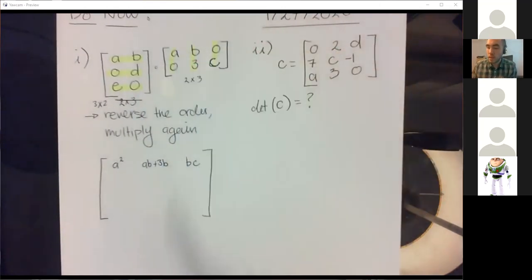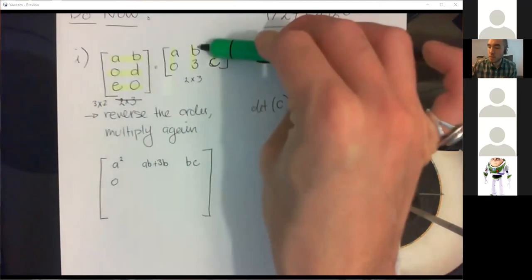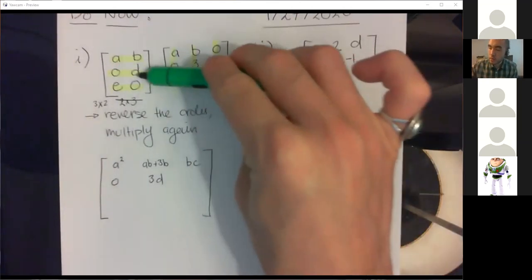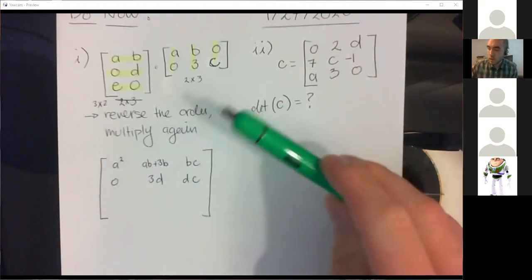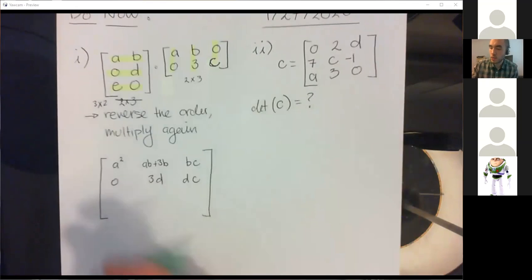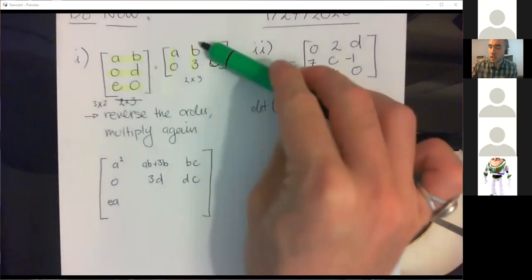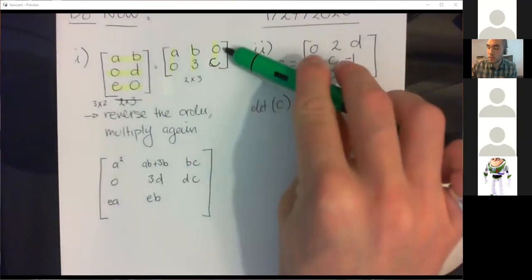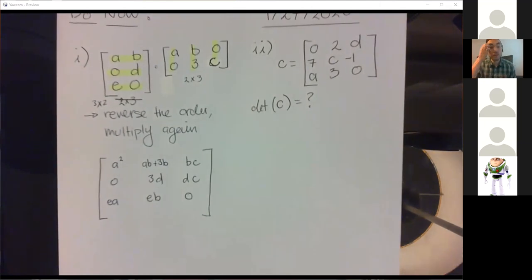So row by column. That one's just 0 because it's going to be 0 times A plus D times 0. Middle entry here, it's going to be 0 times B plus D times 3, so 3D. 0 times 0 plus D times C, which is DC. And then final entry, it's going to be E times A, which is EA, plus 0. E times B plus 3 times 0, EB. And then E times 0 plus 0 times C, which is 0. So right there is our first product.